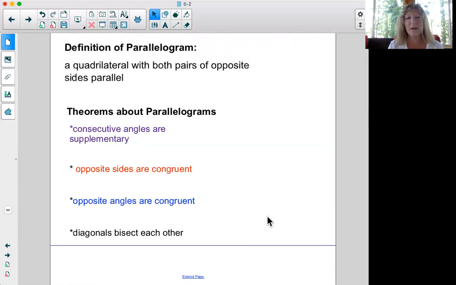So here is a summary: the definition of parallelograms and the four theorems that we discussed about parallelograms. You could take a picture of this summary page if you like.